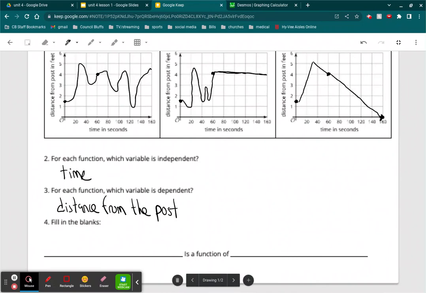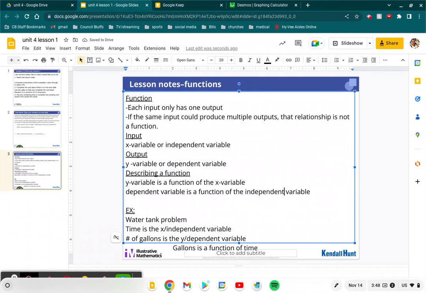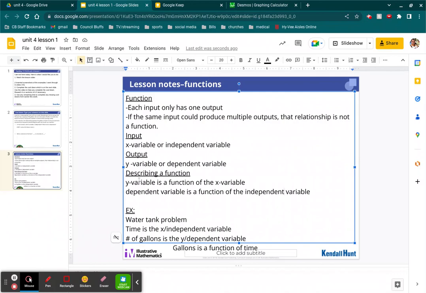Then number 4, fill in the blanks: blank is a function of blank. To fill that in, we're going to look here where it says describing a function. The y variable is a function of the x variable, or, and this is a typo, the dependent variable is a function of the independent variable.